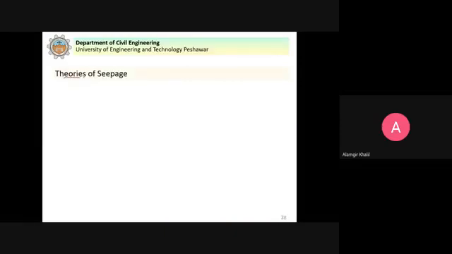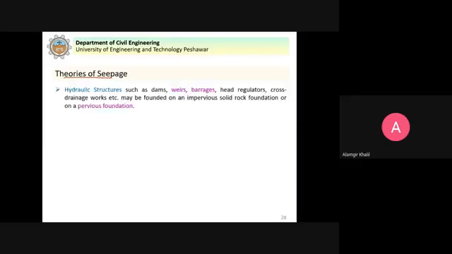So we discuss theories of seepage. This is now for the subsurface flow of water. These are very important to understand, and these theories of seepage help us to understand the pressures at different points below the foundation of the hydraulic structures, and we can accordingly design the hydraulic structures to counterbalance these forces. So hydraulic structures such as dams, weirs, barrages, head regulators, and cross drainage works that later on we will study may be founded on an impervious solid rock foundation or on a pervious, permeable foundation.